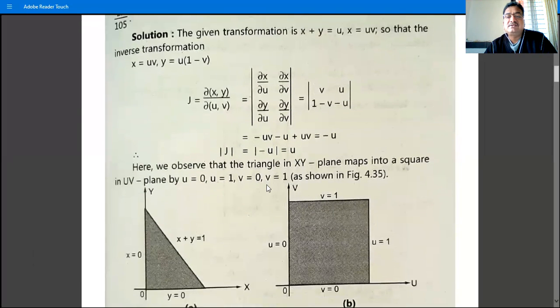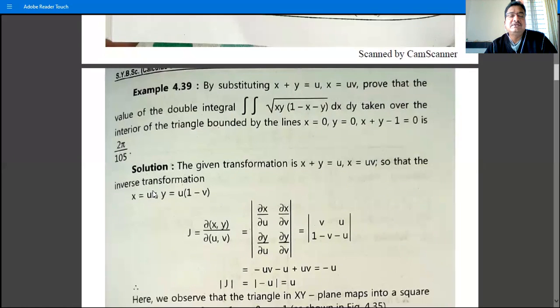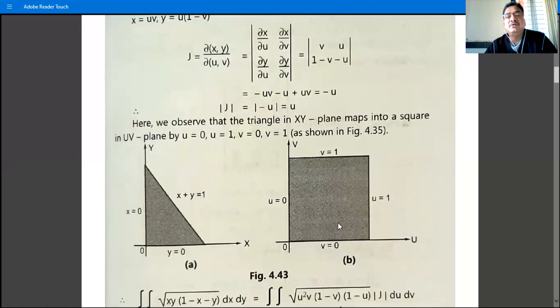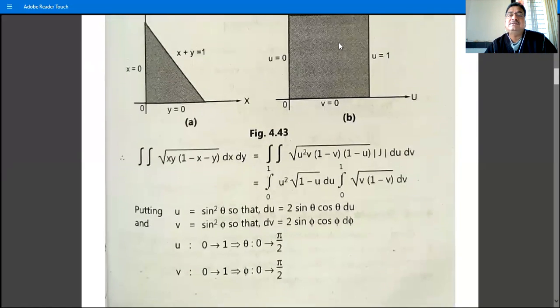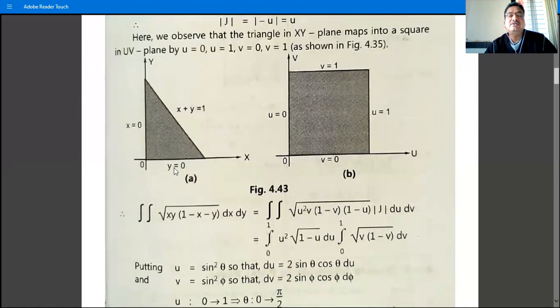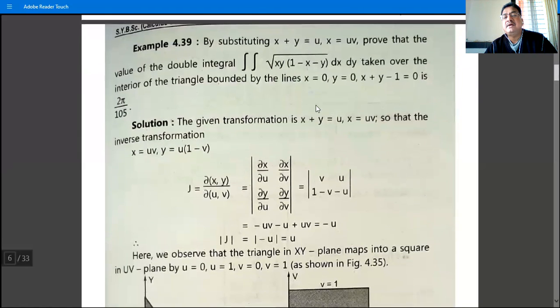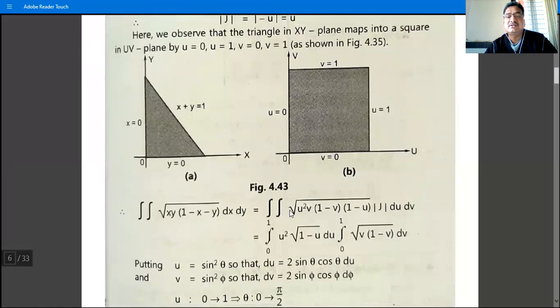The second last equation is what? x equal to 0 means u times v is 0, means u is 0 or v is 0. So u equal to 0 and v equal to 0 are the u axis and v axis, and therefore this is the region bounded by these four straight lines. And so the given double integration, the integral of root x y (1 - x - y) dx dy, is equal to, so either integrate with respect to u first or integrate with respect to v first.